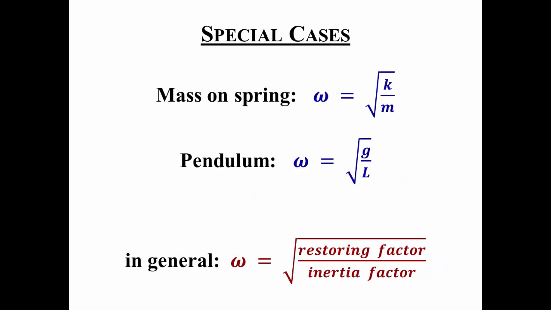The ones we'll use in this course are omega equals square root of k over m for a mass on a spring, and for a pendulum, it's square root of g over l. Notice it's always some factor related to the restoring force, and some factor related to the inertia. That's the structure of all of the ones that you might encounter for oscillating systems.